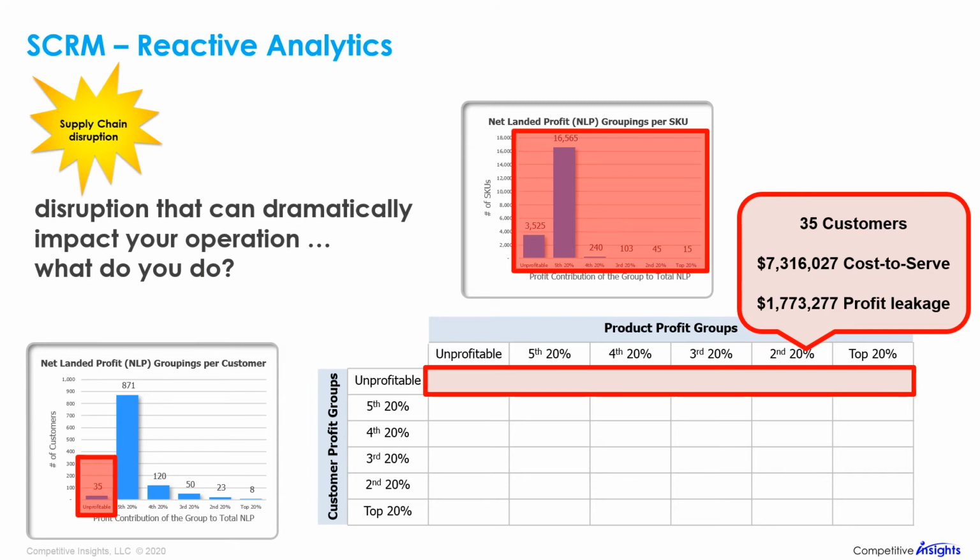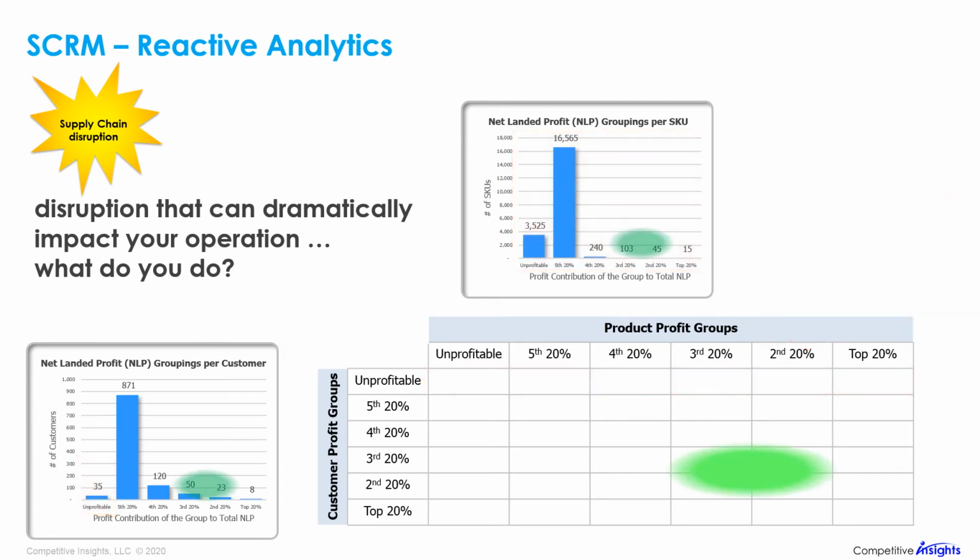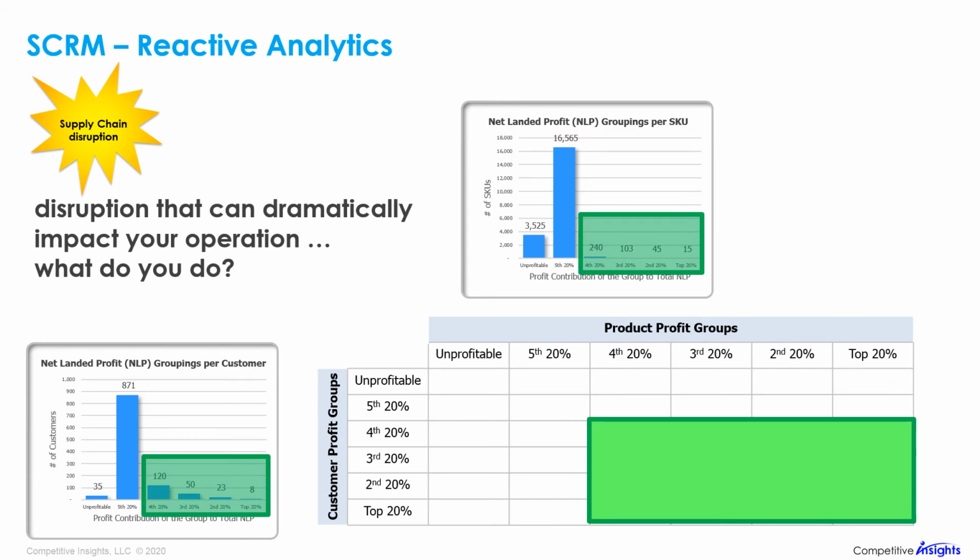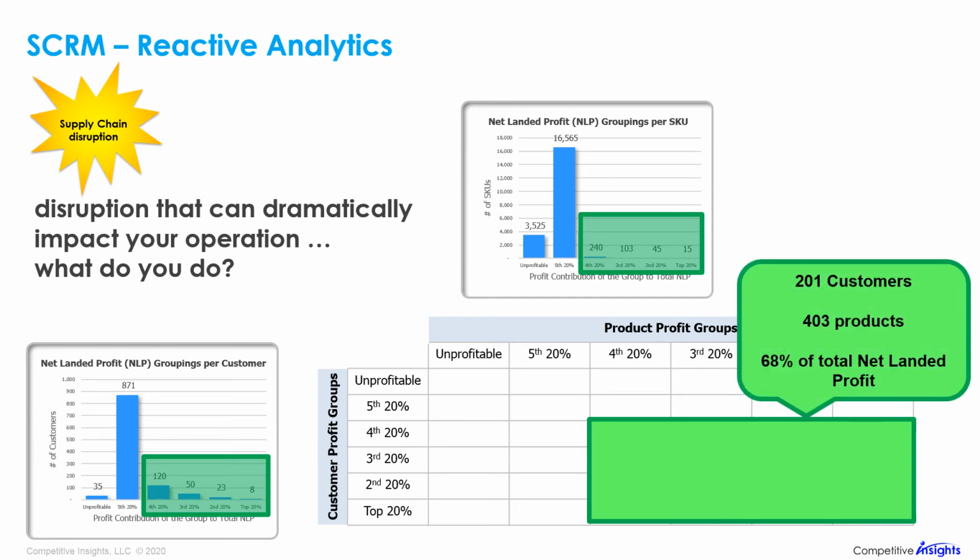But what else can you do? Well, you can look at the product and customer combinations that are giving you the vast majority of your profit contributions and create very specific strategies. 201 customers, 403 products, 68% of the total profit. And if I'm going to put my energy there, I only have so many resources that I can use to address this disruption. I'm going to focus there first. And then I'm going to look at the rest of the products that my really great customers are buying, but I'm going to start with protecting the things that would actually hurt the most.